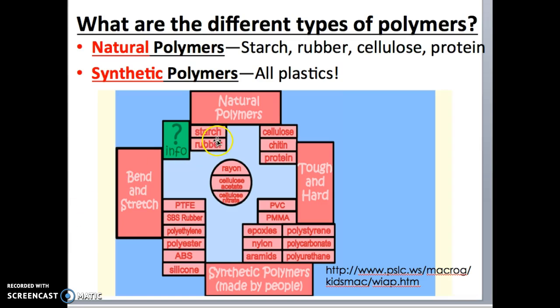So there are different types of polymers. We have natural polymers, such as starch, rubber, cellulose, and protein. And we have synthetic polymers, all of the plastics. Some of these you may be familiar with, such as polyester, PVC plastic, nylon, polycarbonate, polystyrene, silicone. We have been talking about these kinds of plastics for a while now. And these polymers were made in the lab by joining different atoms together. So they're synthetic.